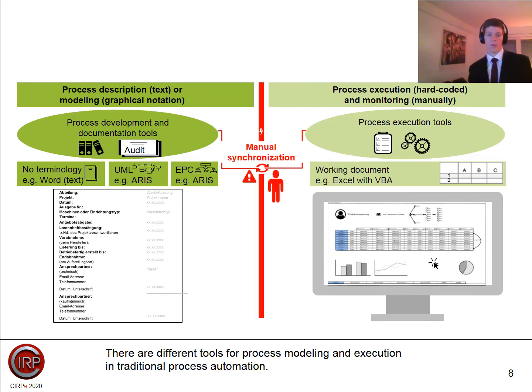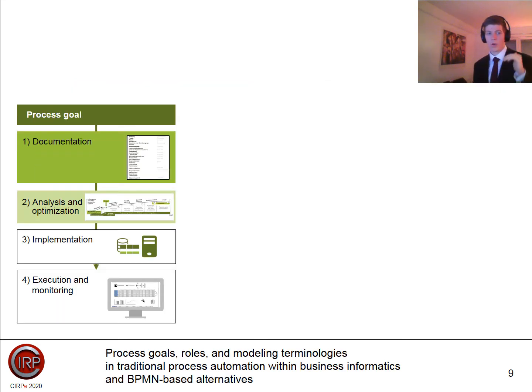The biggest problem is if you have two tools, you have a manual synchronization problem. That means in most cases, documentation and process execution is developed in parallel. This leads to the problem that you have to synchronize. This is an overhead and it's mostly not done. Huge problems arise out of this situation. To make it more explicit, you have 4 process goals: documentation, analyzing and optimization, implementation, and execution and monitoring.